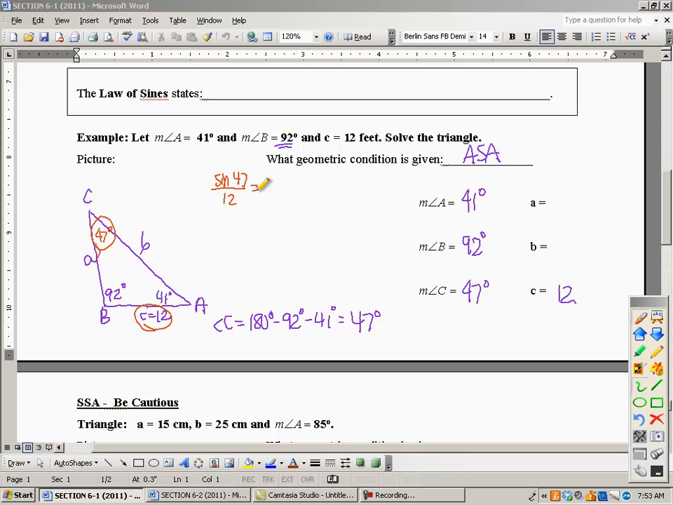Let's just do A because that one comes first. The sine of 41 over A. So we cross multiply, and we get, let's go through this. 12 times the sine of 41 equals A times the sine of 47, and if I divide by the sine of 47, now make sure you put this in your calculator and you don't just cancel out the sines. You actually need the sine to evaluate. You should get that A is about 10.76.